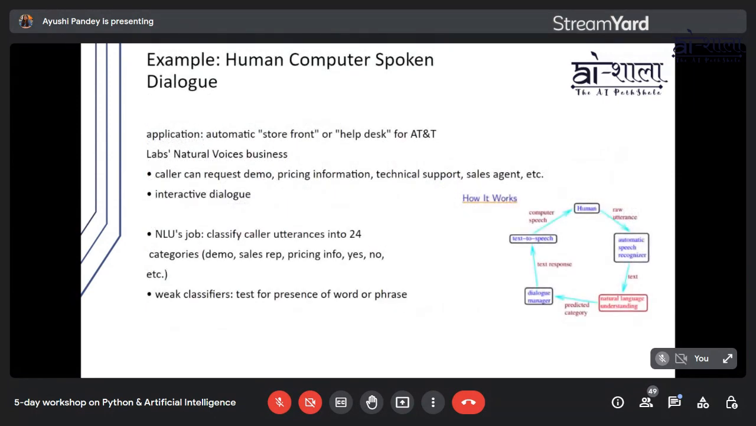Then I talked about human language processing. How does it work? The human is speaking, the speech is automatically recognized and converted into text, then a response is predicted, the text is converted to speech, and then the computer is speaking. Like yesterday, sir told us that HDFC had converted its customer care to all AI based. This is an example.